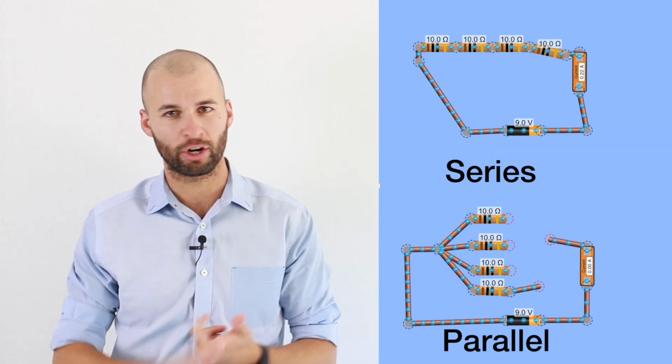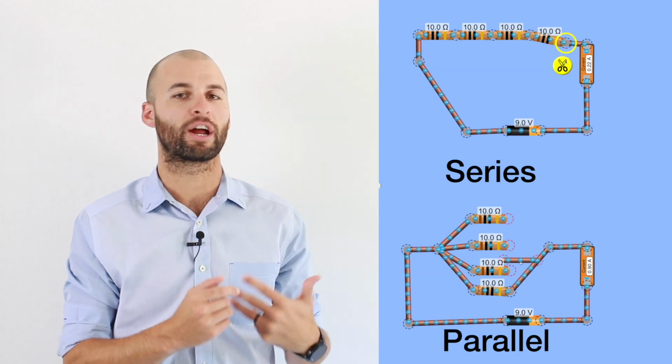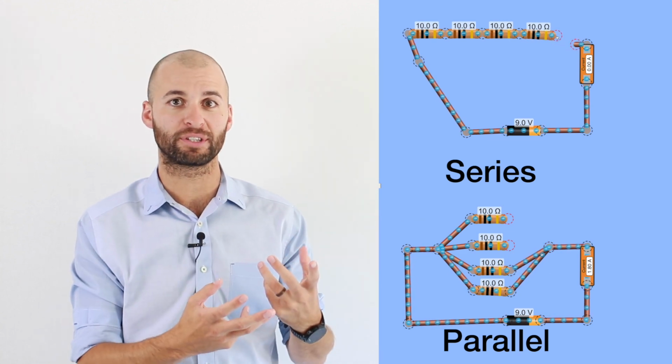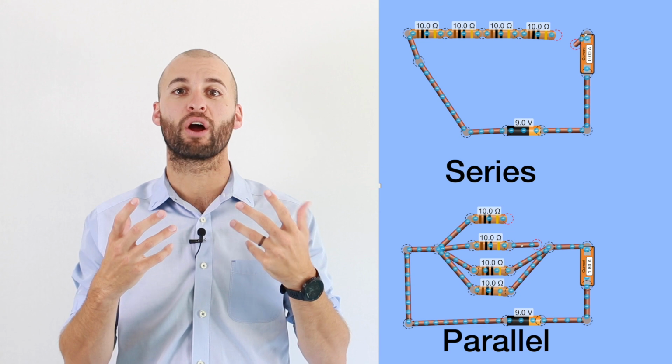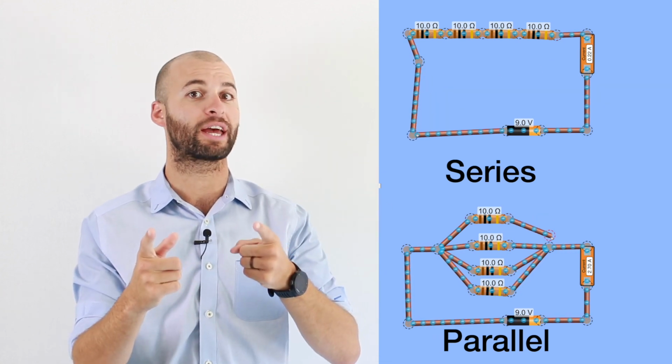Now, to determine how that resistance affects how much current or how much voltage is being dropped at a particular spot, we're going to need to look at Ohm's law to analyze those particular circuits, and that's what we're going to look at next.